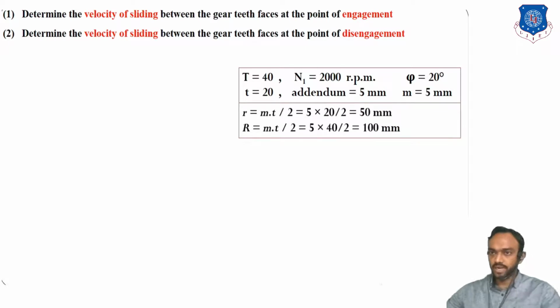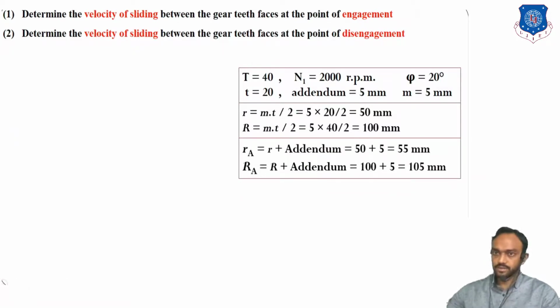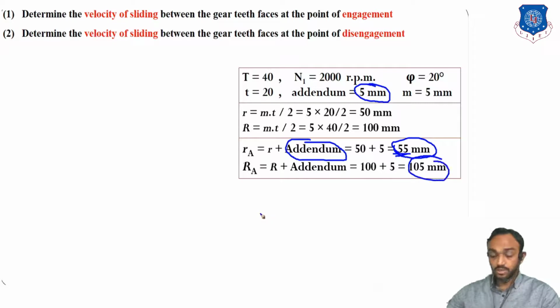First of all, we have to find the pitch radius of pinion and wheel, m T by 2. It is a mistake here, it is capital T by 2. So you will find this, it is 50 and it is 100. After that you will find the addendum radius. Addendum radius for the pinion is 55 because addendum is given as 5 mm. So add this 5 mm in both. 55 is for the pinion and 105 for the wheel.